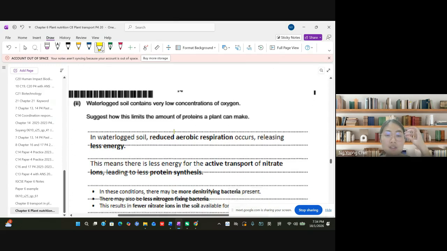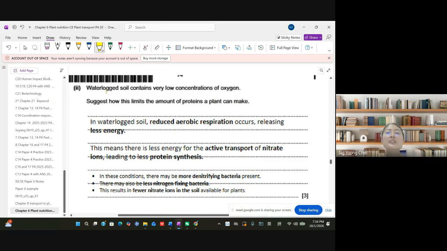And then this one, okay. So waterlogged soil contains a very low concentration of oxygen. Right. So whenever the roots are immersed in this waterlogged soil, can the root breathe? Okay. The roots, right, inside they consist of the root hair cell. Okay, root hair cell, right? And then the root hair cell, they need to do what? What is the function of the root hair cell?